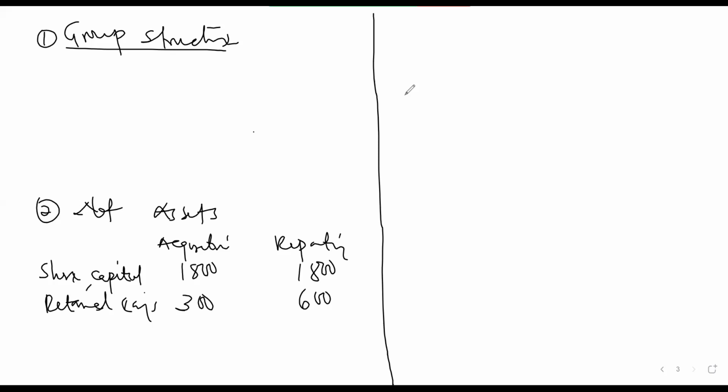There has been no new issue of shares in the group. So that is the only movement in the fair value, isn't it? What is supposed to be the net asset? Based on the calculation that we have done, what should have been the net asset at acquisition?